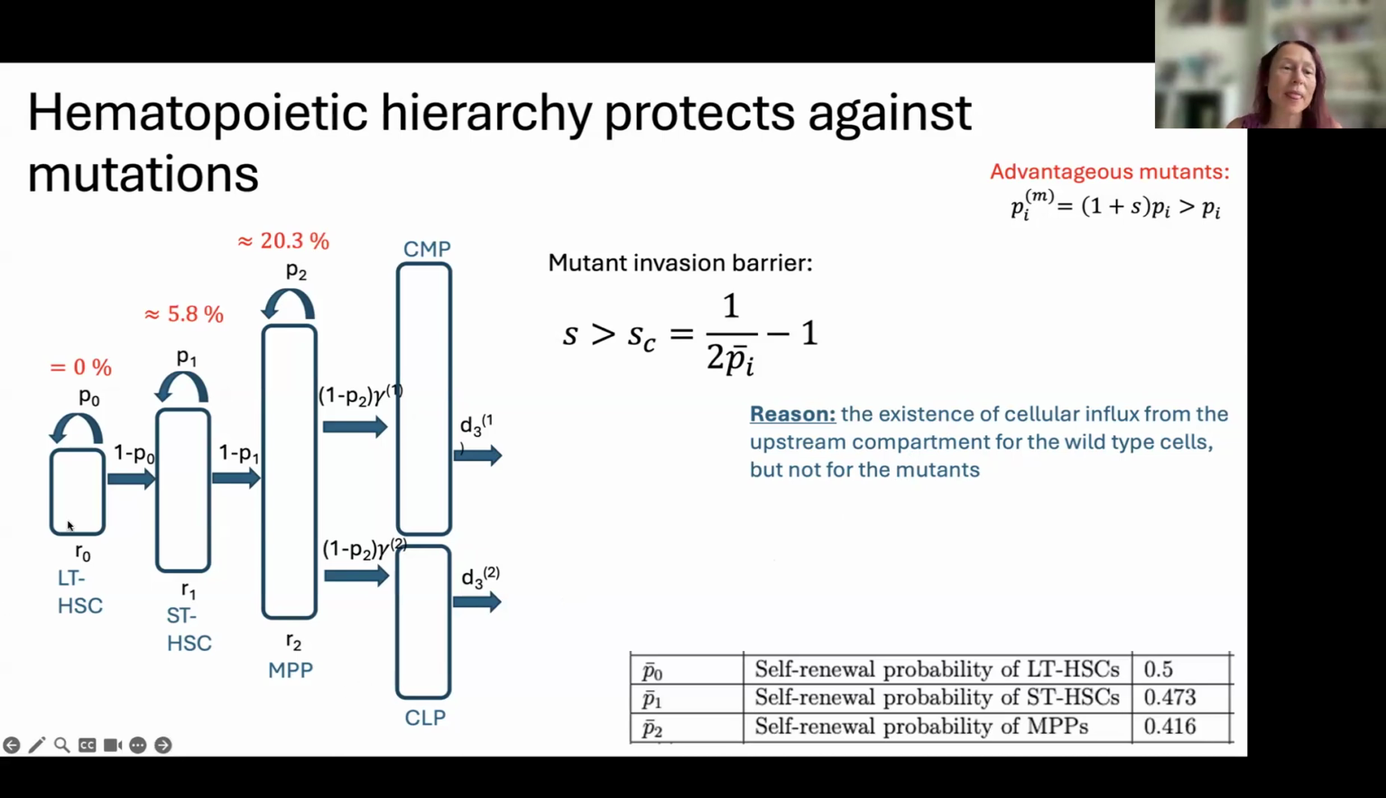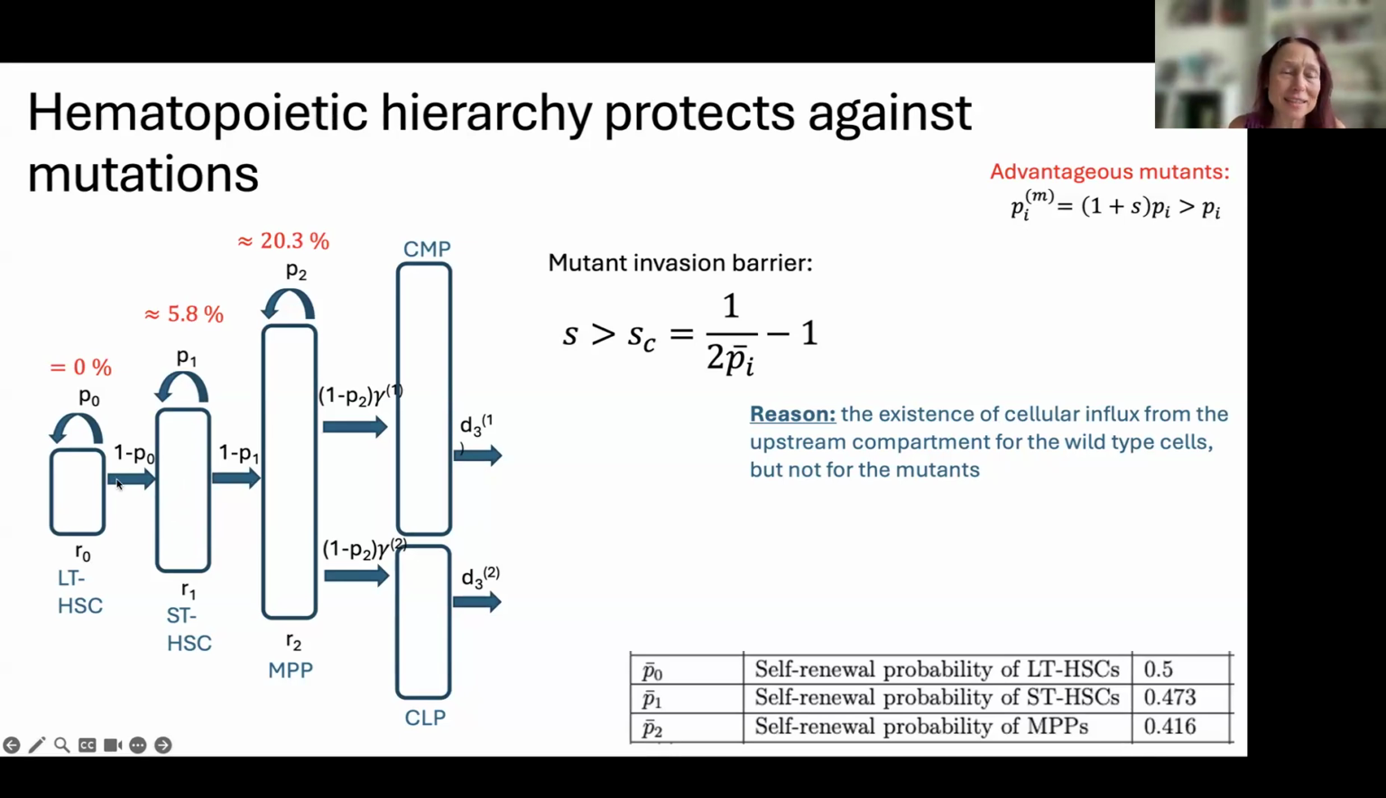It's actually very easy to understand. If I put an advantageous mutant here, it competes with the host, it wins, and it spreads. Okay, no barrier. If I put an advantageous mutant here, it competes with the host, but it has kind of a losing position because the host has help. The original cells that were here always receive reinforcement from the upstream compartment. So as a mutant, I can be stronger. I self-renew more, but they always get new normal cells coming in.